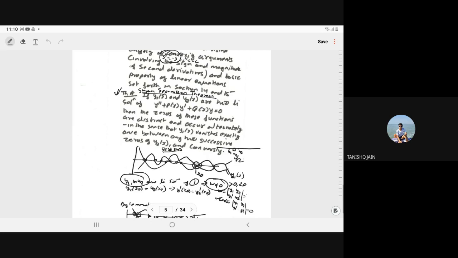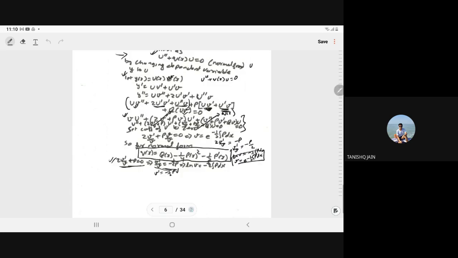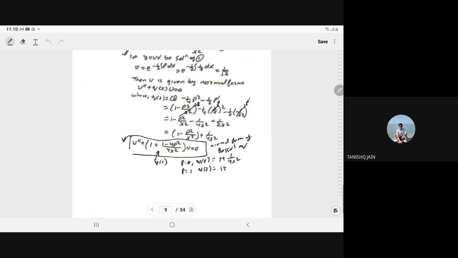For that, y1 and y2 must be linearly independent, and for linear independence you know the Wronskian should be non-zero. So here we check only the Wronskian in this question.